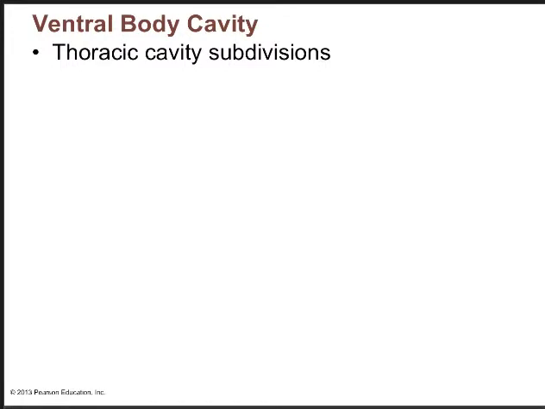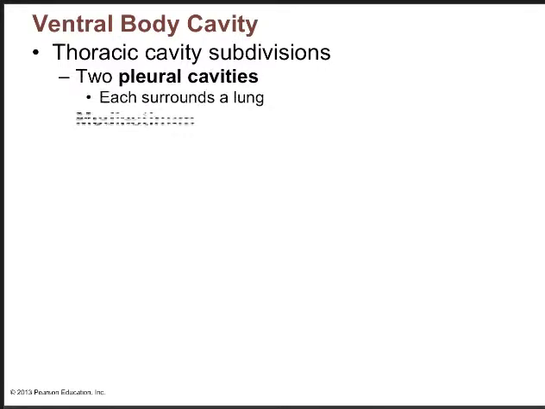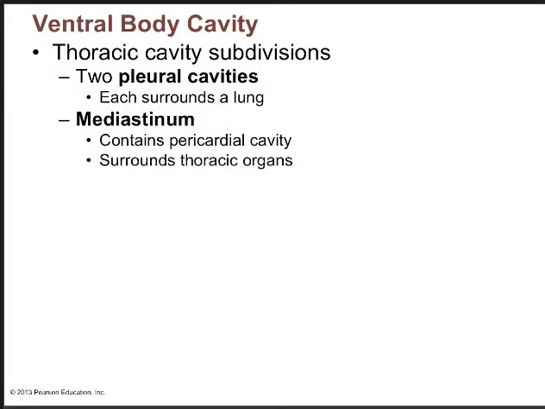The ventral body cavity contains the thoracic cavity subdivisions. There's two pleural cavities, each which surround a lung. The mediastinum contains the pericardial cavity and surrounds the thoracic organs. And these, of course, are the lungs and the heart and the upper respiratory, the trachea, and the bronchi, and so on. The pericardial cavity encloses the heart.